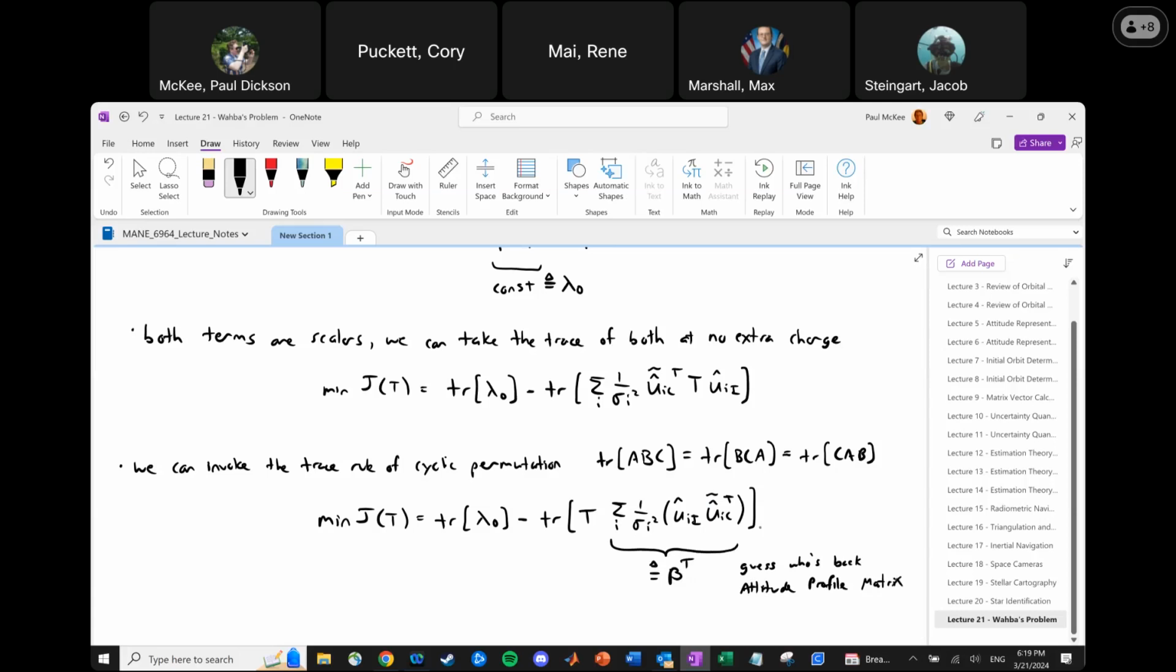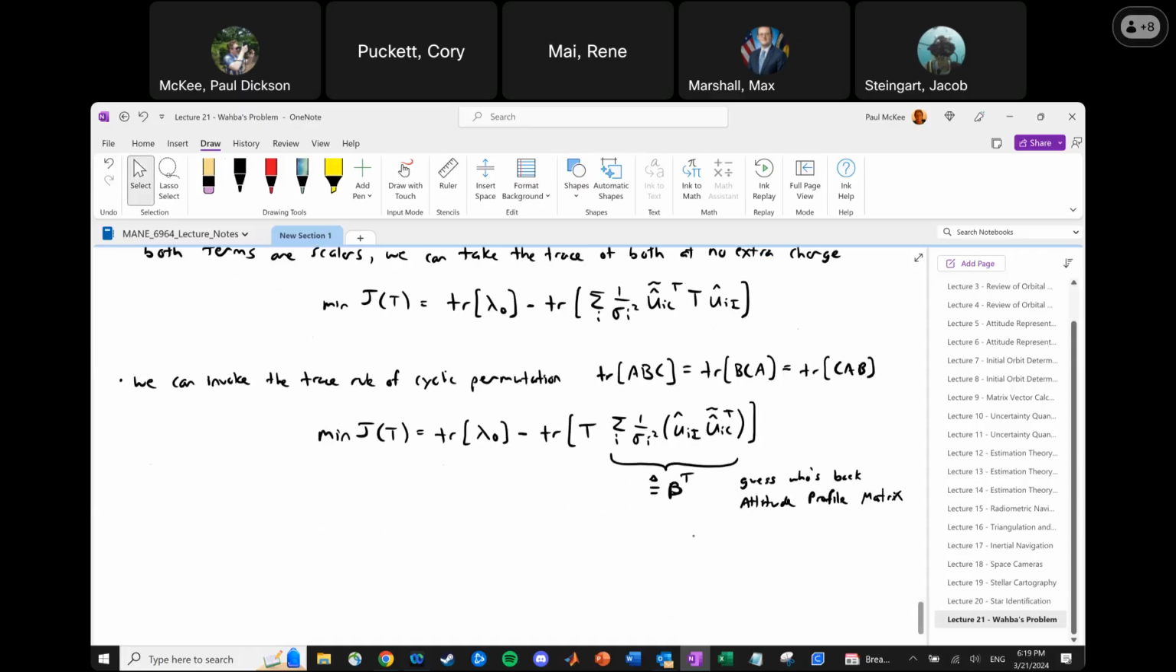We arrived at it a different way, but again, we have this B. And I should be clear, this is a B, not a beta, right? Just a B. Okay. That's now B transpose, but it's the same B that we're used to seeing. So this now becomes the min of J of T is equal to the trace of lambda naught minus the trace of T B transpose. All right, I can work with that.